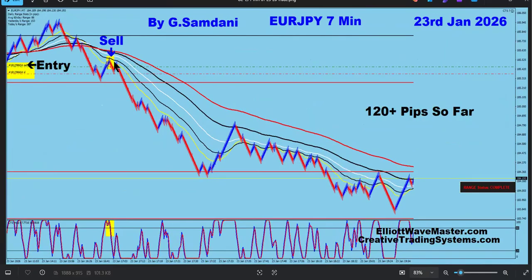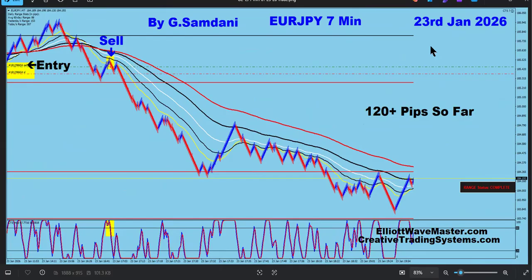Boom, from here to here, 120 pip 7-minute entry on the 23rd. See that? So plan your trade that, okay, this might happen. So if that starts to happen, then I need to get in and take the trade and ride the whole distance.